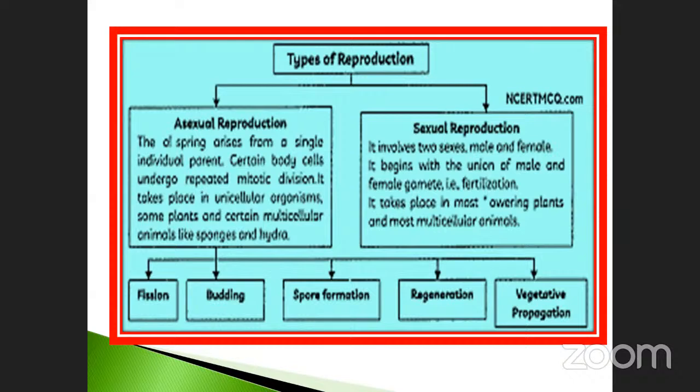The types of reproduction, already you know, asexual and sexual. In asexual, what are the things you know? Already we discussed: fission, budding, and also spore formation and regeneration, vegetative propagation. We are going to discuss very deeply. Okay. See the next one. This is just an intro only. So go to the next one.